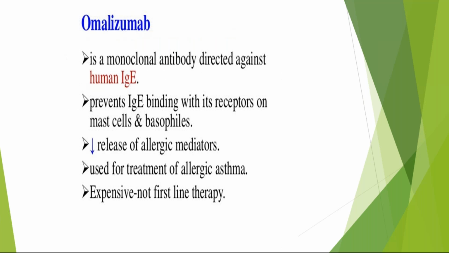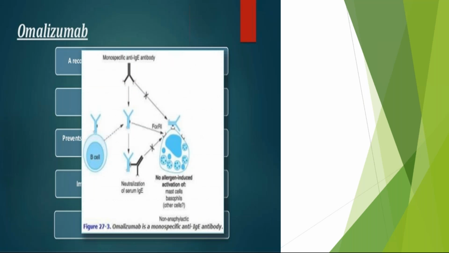Coming to omalizumab. This is a monoclonal antibody which is directed against human IgE, which is the main antibody responsible for the pathogenesis, which in turn activates the mast cells and basophils. It prevents IgE binding with its receptor on mast cells and basophils and decreases the release of allergic mediators and is used for the treatment of allergic asthma. It is very expensive and it is not a first line therapy. This is the picture showing how omalizumab binds to the IgE antibody.